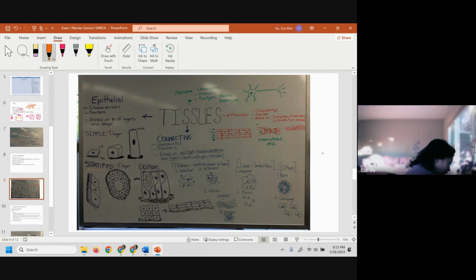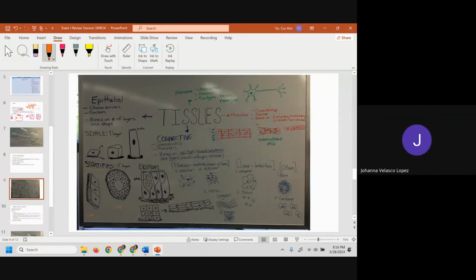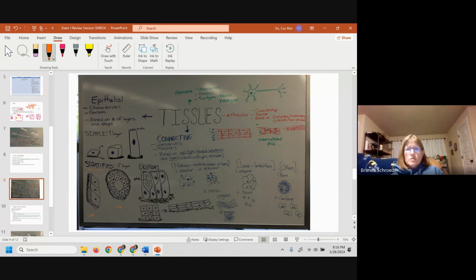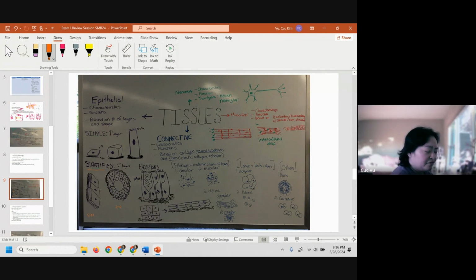Okay, so you can see that under the stratified right here, I have some where it's sideways, some where it's a top view, and some where it's the top to bottom view. Okay, now how would you know that? Basement membrane. The first thing I look for is the basement membrane.